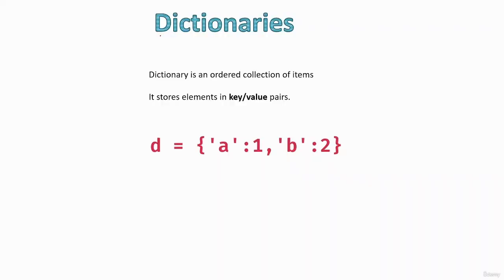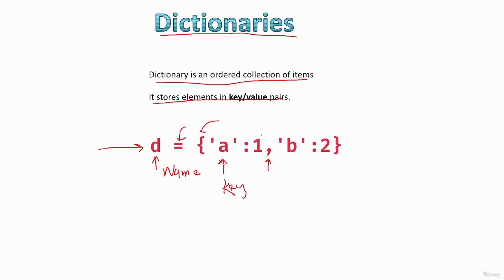In this video, I am going to explain dictionaries. Dictionaries are an ordered collection of items. They store elements in key value pairs. So this is the syntax for creating a dictionary. First we specify the name of the dictionary, then the assignment operator, then within a set of curly braces we can add keys and values. Similar to the list, we will separate each key value pair by a comma. This is called key, this is called value, and we separate key and value by a colon.